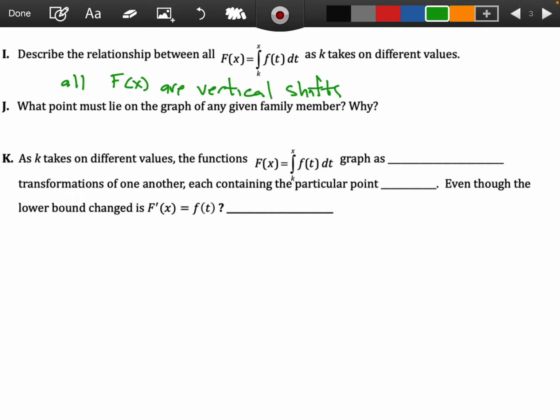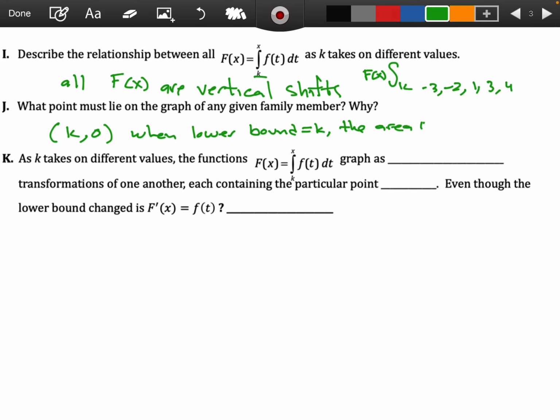And then what point must lie on the graph of any of the family members? So if you were to look at all the different f of x's that we could get with different k values, right? Make that negative 3, negative 2, 1, 3. We already did 3, 4, 5, whatever. They're just going to be shifted. And one thing that's going to remain the same is that the 0 value would start at that bound, at the lower bound, okay? That's what we're saying. And when you think about it, what kind of rectangle would you get if you're going from k to k? I think that's kind of how I think about it.